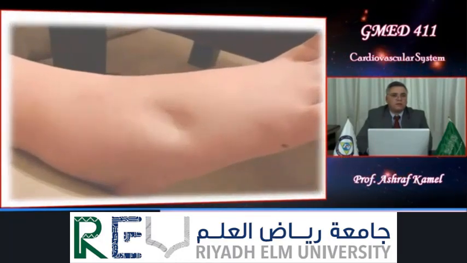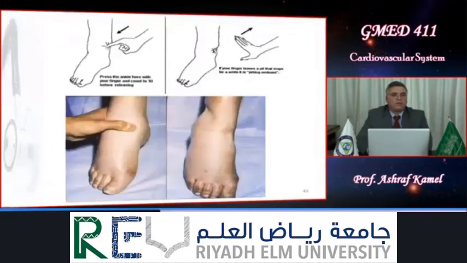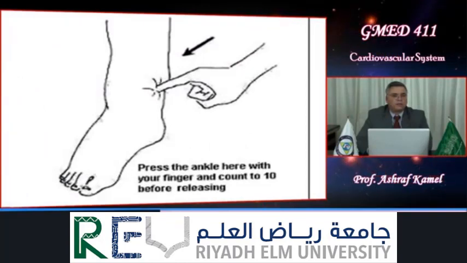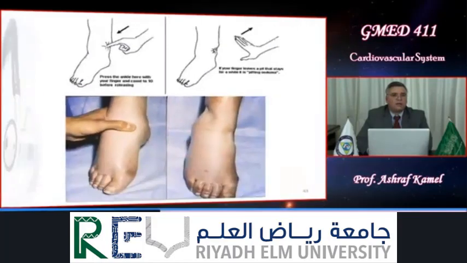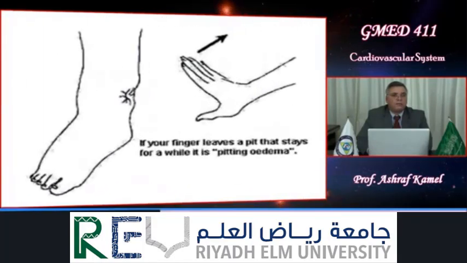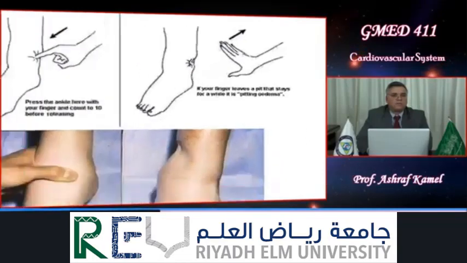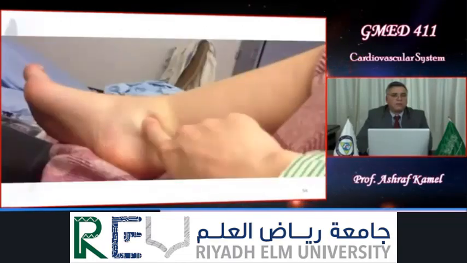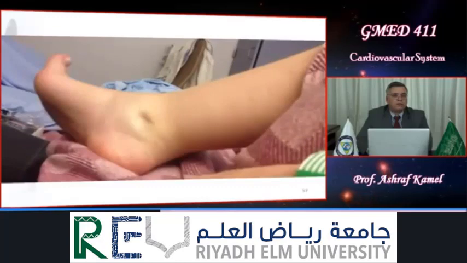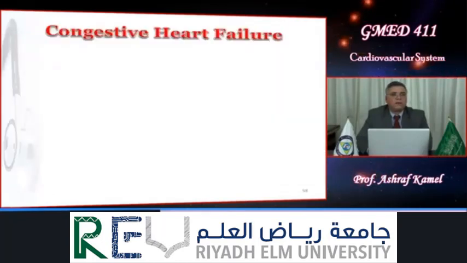Like here, you can see this pit after pressing with the finger. This is how to test for edema. You press with your finger for about 4 or 5 seconds, and then when you remove your finger, you find an impression for a while, and this is called pitting edema. Like here, press for 4 to 5 seconds, remove your finger, and you find a pit or a hole or an impression on the skin that remains for a while and then goes.